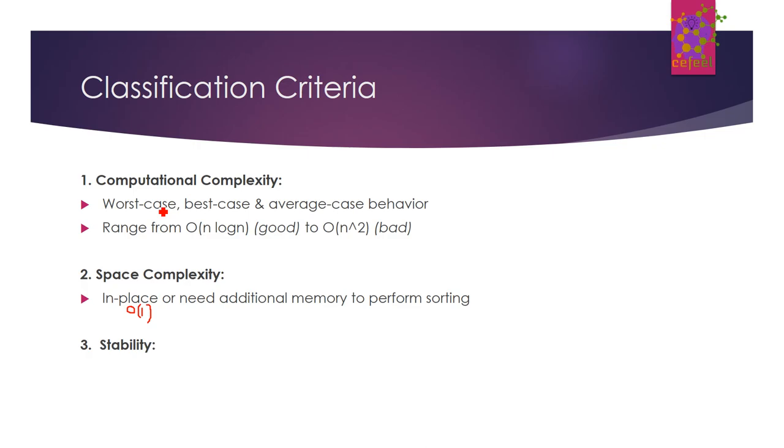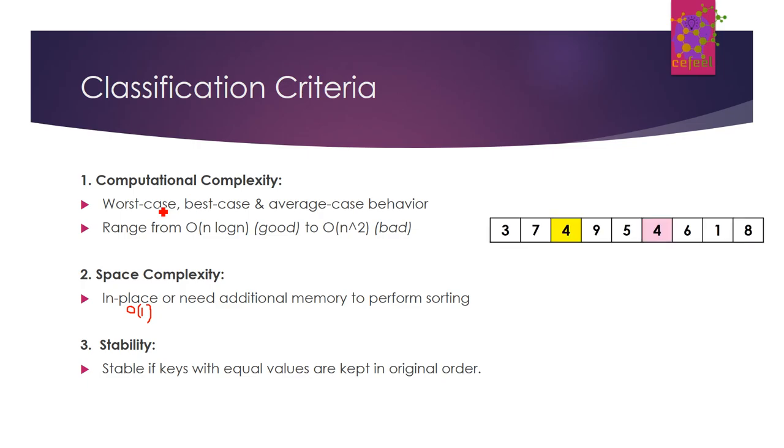Now the third one, probably another important thing, is stability of the sorting. The stability of a sorting says, if there are two numbers which have the same value, which means if there are two 4s in our input data and there is an original order in the input data, and the sorting algorithm maintains the same order in the output data, then we say the sorting algorithm is stable. This becomes an important fact in some of the applications, and hence this is an important classification criterion.